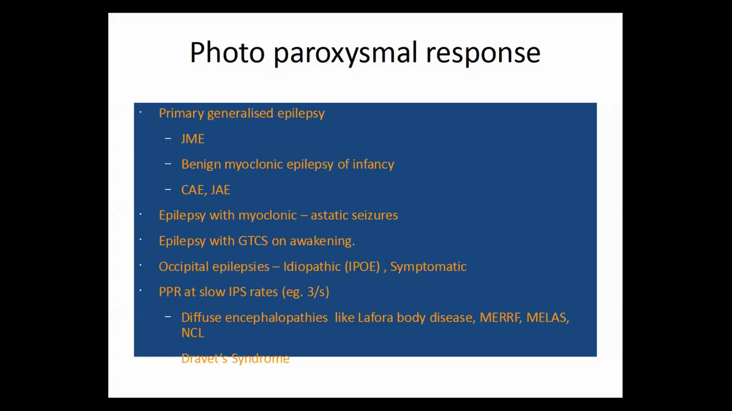And as I mentioned, if the PPR is positive at a slower rate like 3 per second, it is indicative of Lafora body disease. That's the progressive myoclonus encephalopathies and epilepsies: Lafora body, MERRF, MELAS, neuronal ceroid lipofuscinosis, and Dravet. Even in Dravet, you can get slow stimulus-induced photic responses.